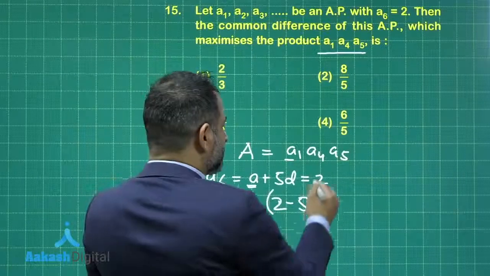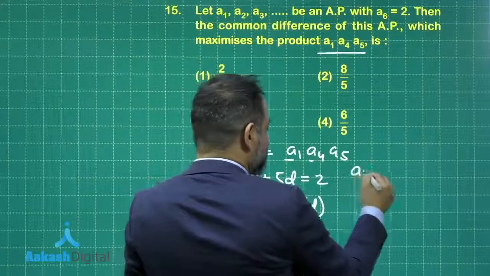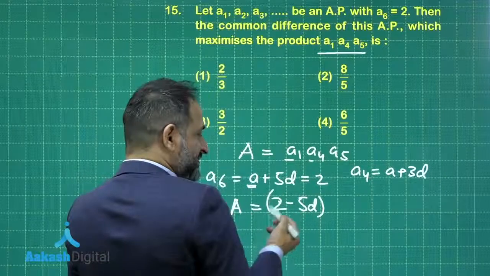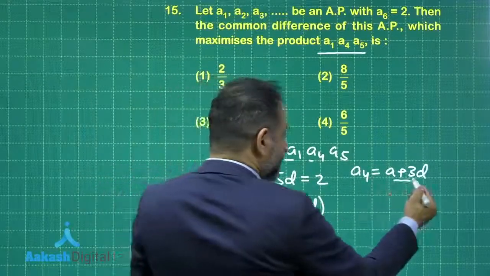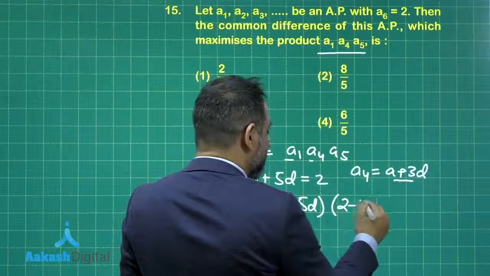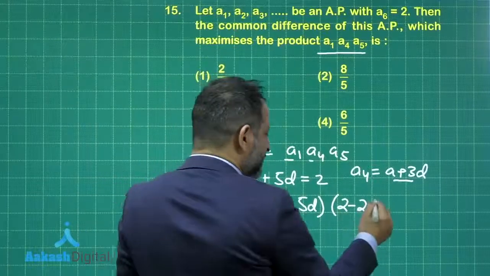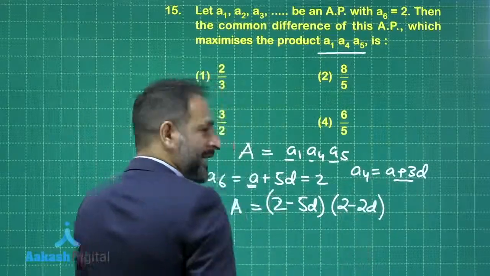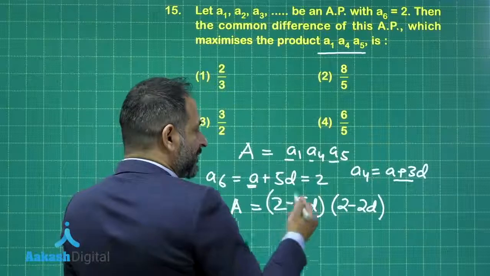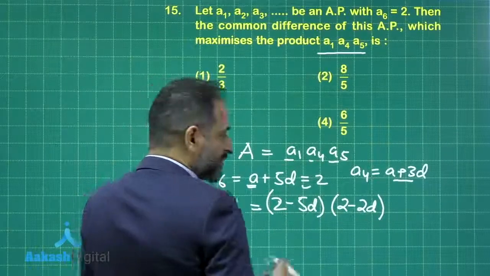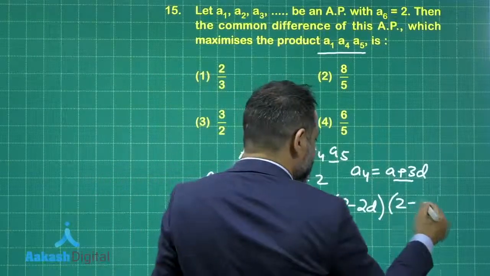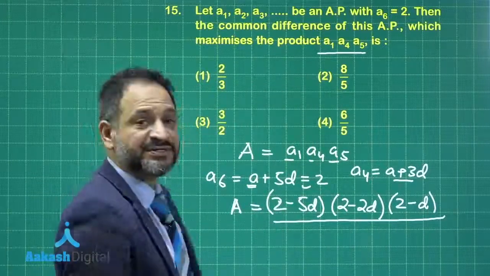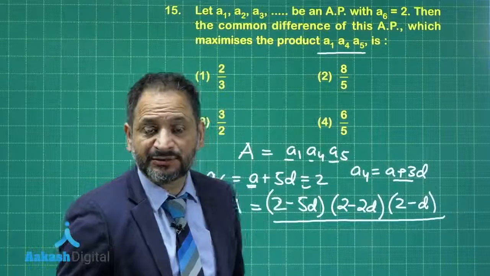And similarly, the fourth term A4 which is equal to A plus 3D. Now, you know what is A in terms of D, you can calculate this as well, which will come out to be 2 minus 2D, and similarly fifth A5 will be A plus 4D, and that too can be calculated with the help of this result in terms of D, and that comes out to be 2 minus D. So, the product of these three terms, which is again in the single variable D, is to be maximized.